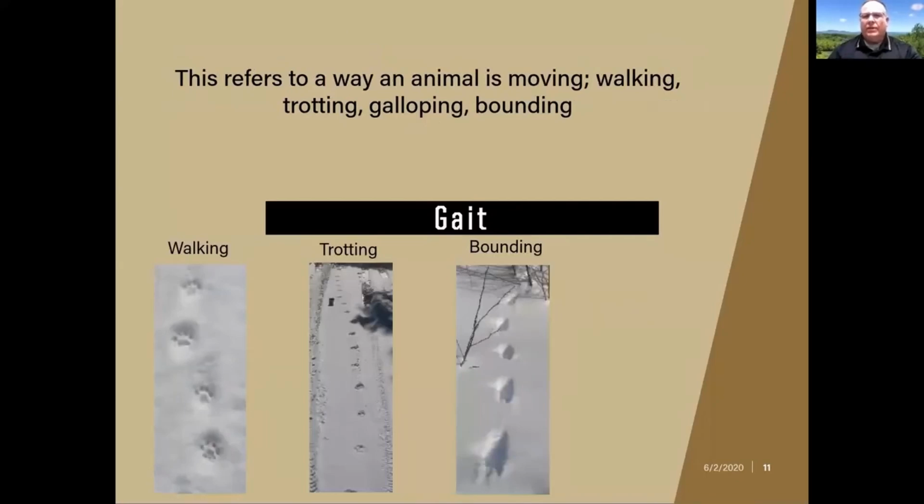So next, the gait. And gait just refers to the way the animal is moving through the environment, whether it's walking, seen in this left here, bobcat tracks walking, or trotting. So these are wolf tracks down a road, and they're really in a stride down the road, trotting. And then we have bounding. Squirrels use this. In this case, this is a pine marten running through the snow, bounding through the snow. And so different gait types can give you clues as to what animal it is.